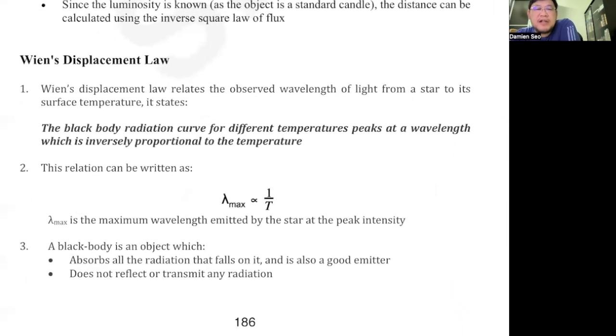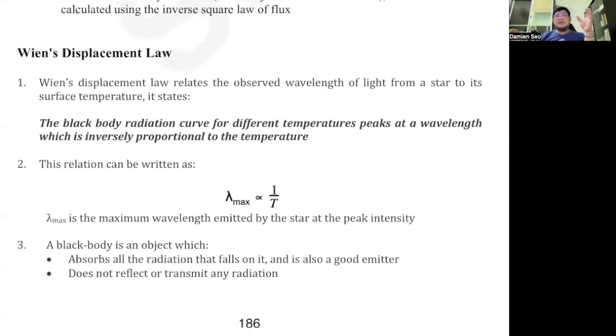Now, Wien's displacement law tells you about the relationship between the wavelength of the radiation emitted from the star and the temperature of the star. So we know that different stars have different temperatures, right? Some stars are hotter, some stars are colder. So how do astronomers know the temperature of the star, the temperature of the sun? It's not like they went over there and measured the temperature using a thermometer. You cannot. So how do you know the temperature of the stars?